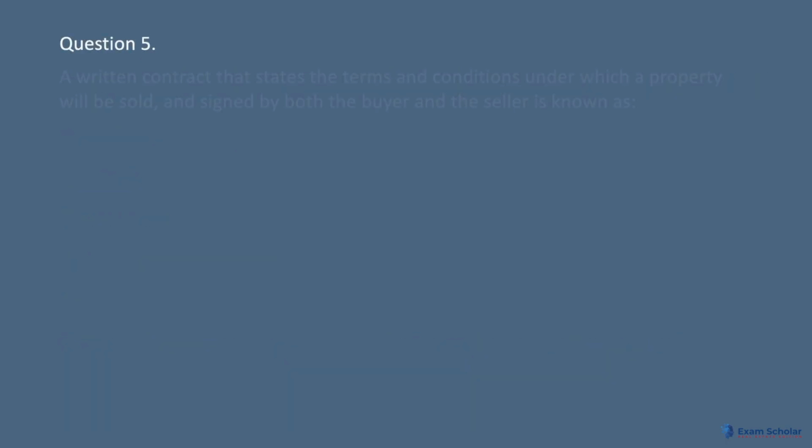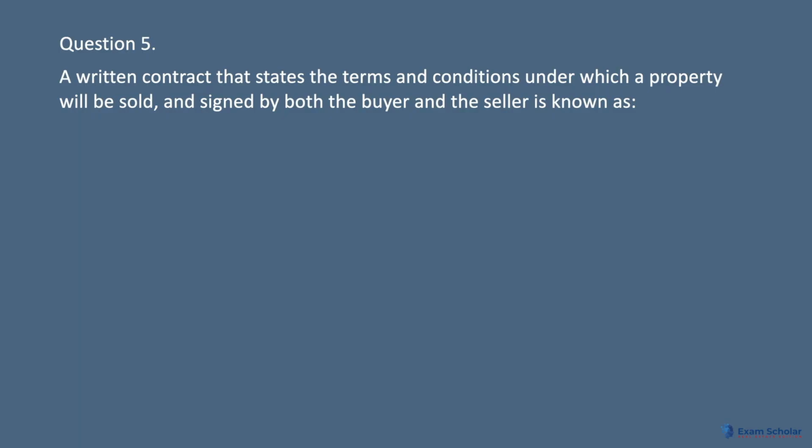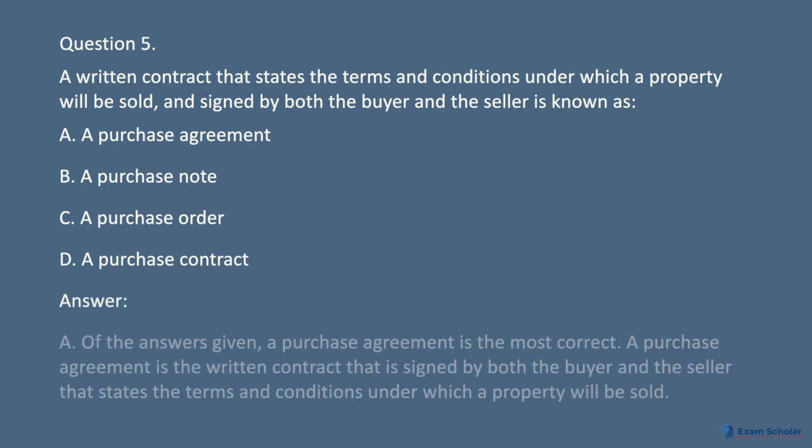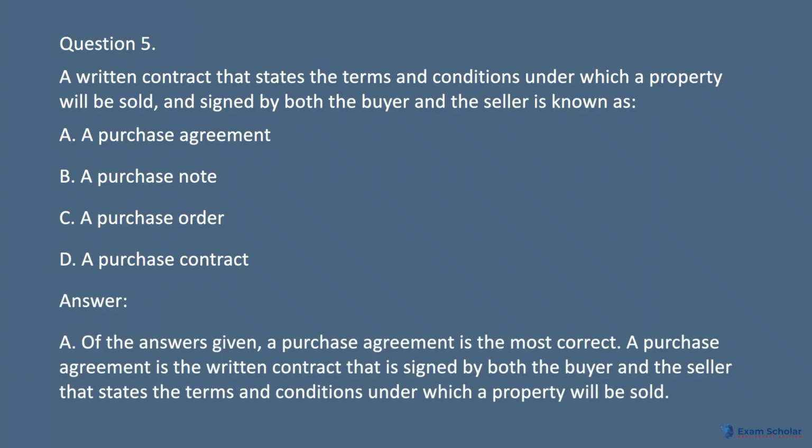Question 5. A written contract that states the terms and conditions under which a property will be sold, and signed by both the buyer and the seller is known as A. A purchase agreement. B. A purchase note. C. A purchase order. D. A purchase contract. Answer A. Of the answers given, a purchase agreement is the most correct. A purchase agreement is the written contract that is signed by both the buyer and the seller that states the terms and conditions under which a property will be sold.